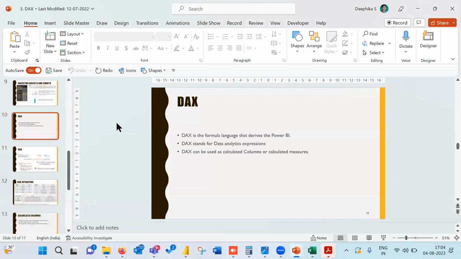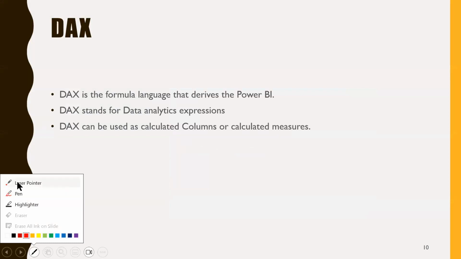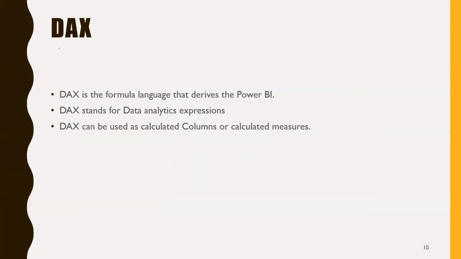So this is DAX. DAX means it's a formula language used in Power BI to write formulas. DAX stands for Data Analysis Expressions. It can be used in 2 ways. It is the same technique, only the application is 2. Like DAX for calculated column and DAX for measures are going to be the same, but they are 2 different applications.